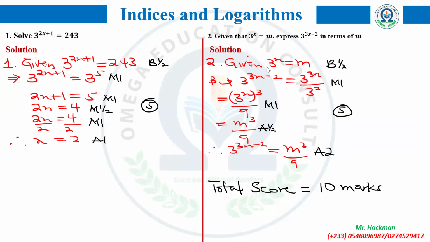All right. Quickly, let's look at question 2. So question 2, what are we supposed to do? Given that 3 to the power x is equal to m, express 3 to the power 3x minus 2 in terms of m.